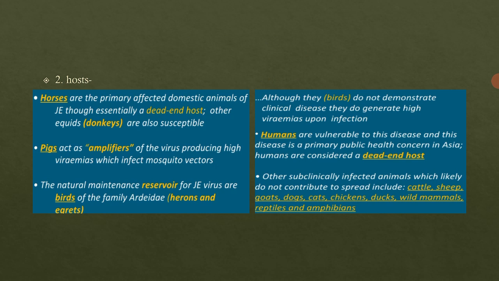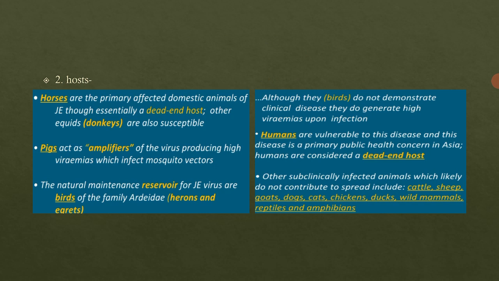Now first, horses. Horses are the primary affected domestic animals of the Japanese encephalitis virus. Though essentially a dead end host, other equids, donkeys, are also susceptible to this virus compared to the horses. So who is the primary host for this virus? Horses will be the primary host. The most affected host will be the horse.